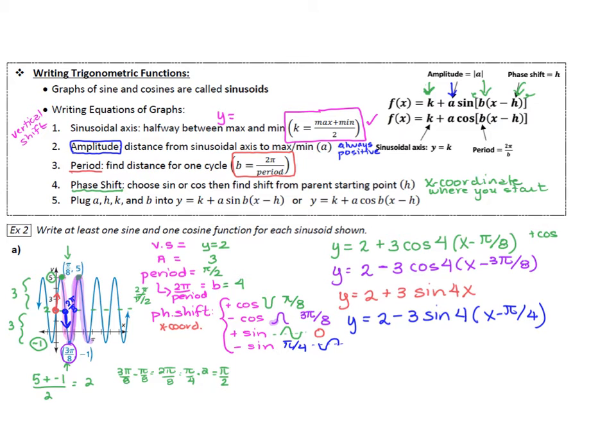The amplitude is the difference from the sinusoidal to the high or the low, always positive. The period is the distance it takes to go from, say, high to high, at least the distance it takes you to complete one cycle. But what goes in the equation is 2 pi divided by the period. And then your phase shift is the x coordinate where you want to start your cycle.